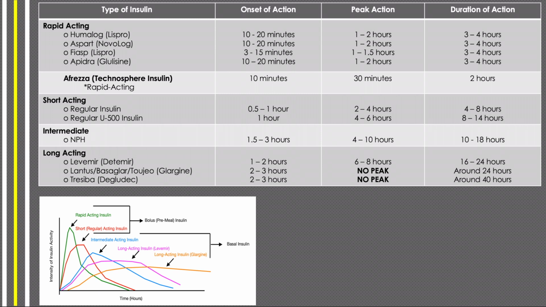I've put something called Afrezza here in its own category. It's still a type of rapid-acting insulin, but it's actually an inhaled insulin. And as you can see, the onset of action, the peak, the duration of action is quite similar to the above. This isn't used too commonly. It's difficult to find physicians willing to prescribe this.